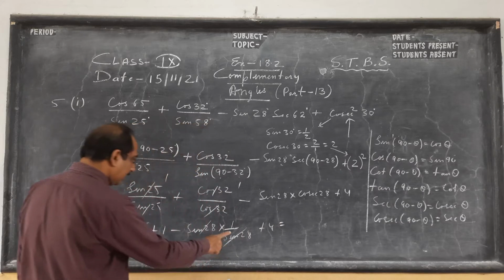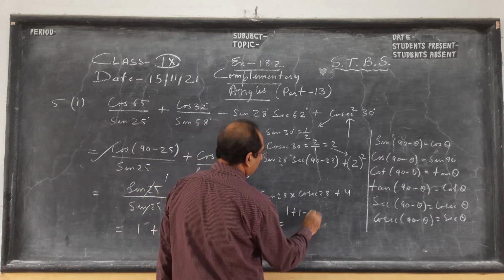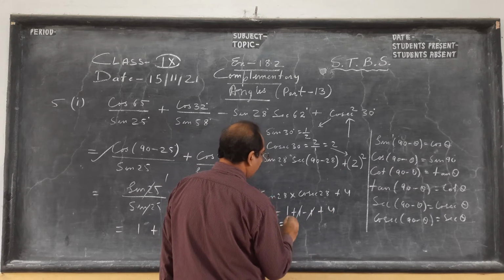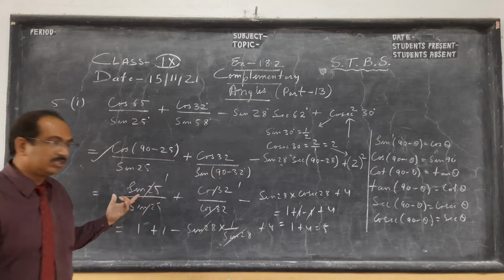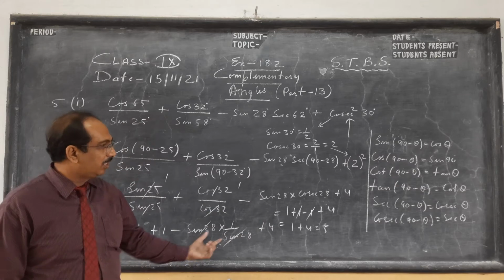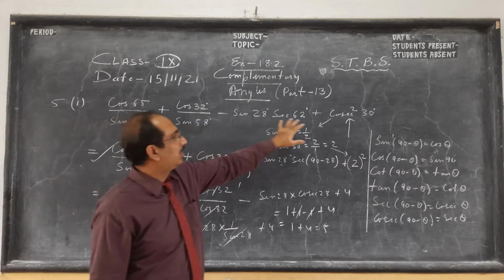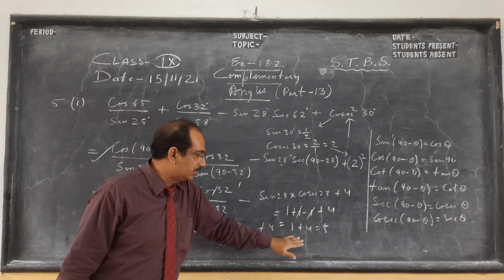So finally what we get? Minus 1 plus 1. Okay, so what we get? 1 plus 1 minus 1 plus 4. This will cancel, so what we get is 1 plus 4 is 5. Once more to recapture, this is 1, 1 minus 1, and plus 4, because we square. So 1, 1 cancels, we get 5.